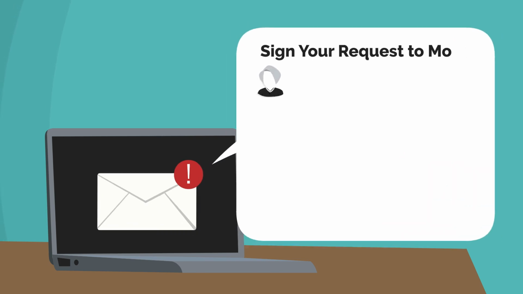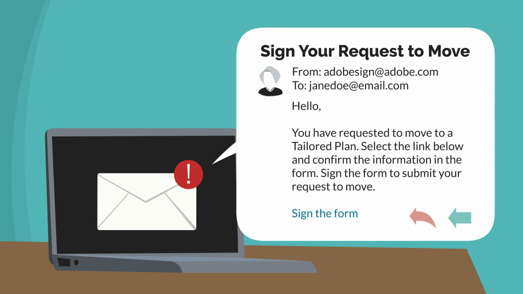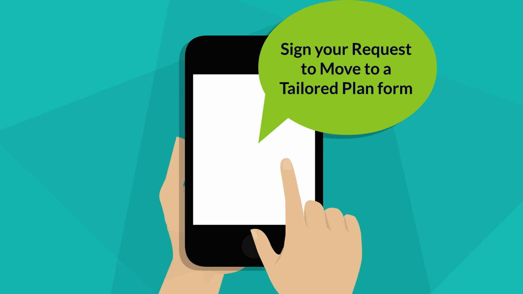A laptop displays an envelope and a pop-up email about signing the request to move. If you selected to sign the form by email, go to the email address you provided and click the link within your email. Confirm the information on your form and sign the form to submit your request to move to a tailored plan. A cell phone displays a message bubble that says, "Sign your request to move to a tailored plan form." If you selected to sign the form by text, check your text messages and click the link. Confirm the information on your form and sign the form to submit your request to move to a tailored plan.